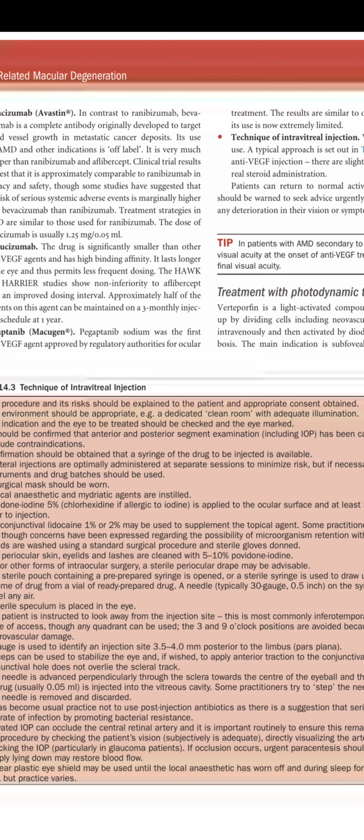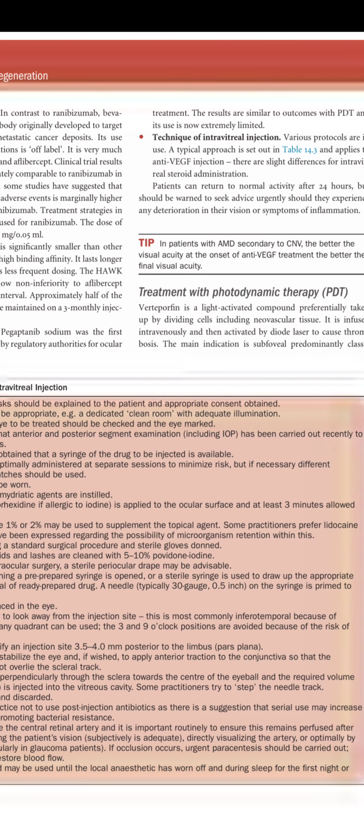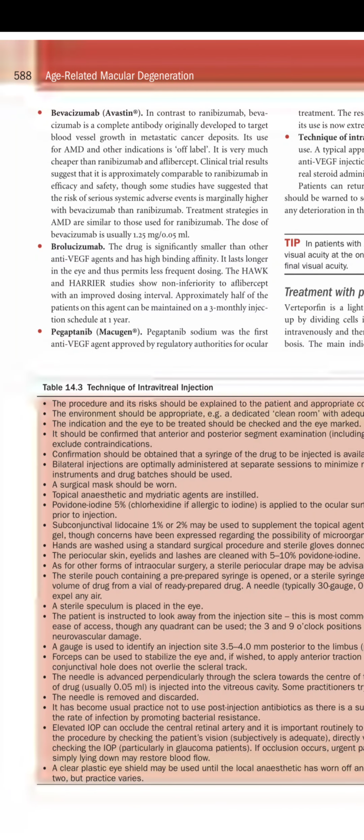A needle, typically 30 gauge 0.5 inch, on the syringe is primed to expel any air. A sterile speculum is placed in the eye. The patient is instructed to look away.